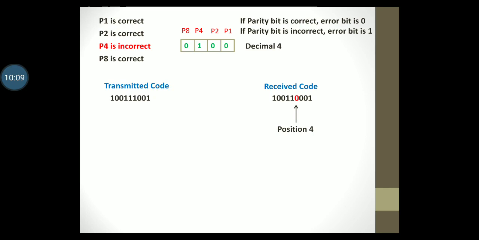Hence, we can clearly see that Hamming code is capable of detecting a single bit error in the code. In order to correct this, all the receiver has to do is complement the bit in the 4th position to get the correct answer.